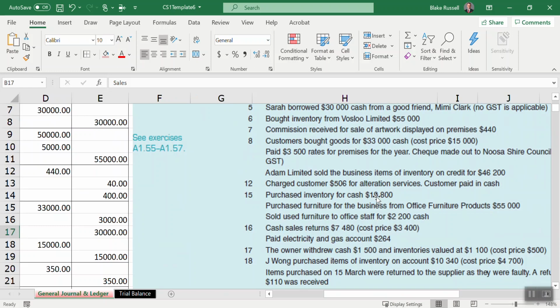Alright, so I've just got to think about this one here. Sold, business. Okay. This next one: Adam Limited sold the business items of inventory on credit for $46,000. I was just going to shake my head because it's a bit oddly worded.